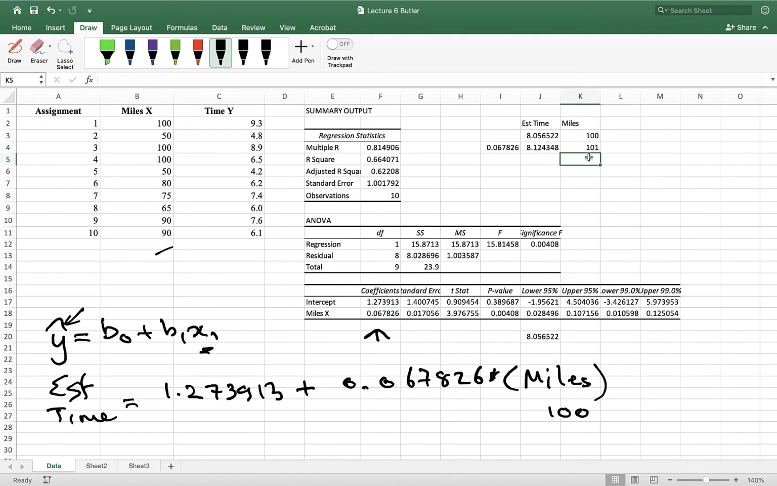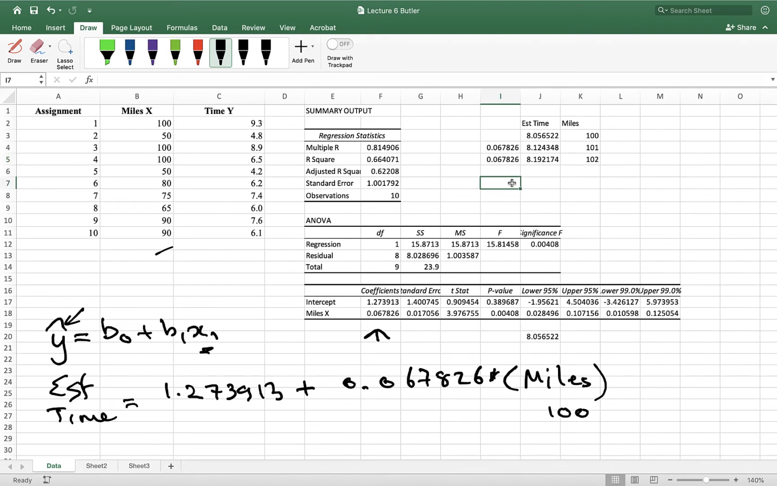And if we were to put in 102 miles, what's the time to drive 102 miles? The estimated time is going to be this figure. So what's the increase from driving 101 to 102 miles? What's the increase in time? It's going to go from 8.12 to 8.19. So what's the difference between those figures? The difference again is 0.67826. It's the same figure, which is what linear is. Linear means you get a constant change for each additional mile. It tells you that you're going to, in this case, drive an additional 0.67 of an hour.